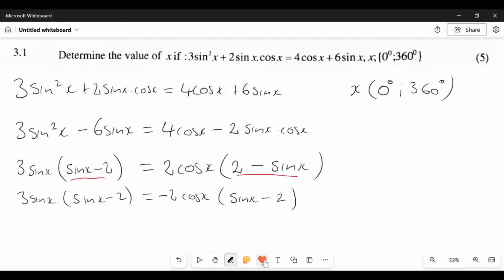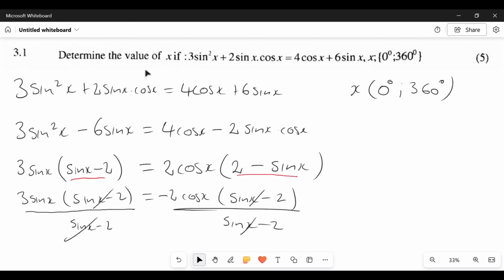There we go. Now, as you can see, we have sine x minus 2 and sine x minus 2 on both sides. So we can divide by sine x minus 2 on both sides. As you can see, this sine x minus 2 and that sine x minus 2 are going to give you 1. So let's create a bit of space, guys, so that we can solve this.